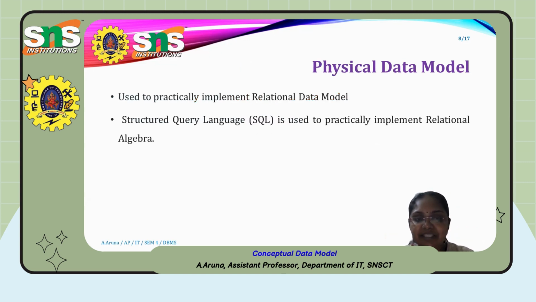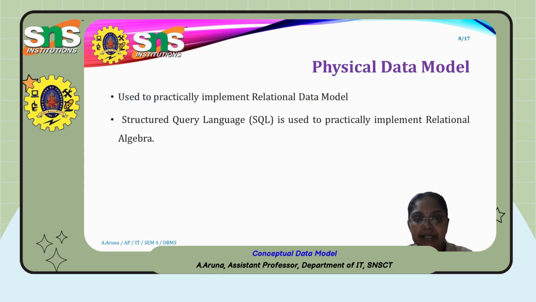The last one is the physical data model. What do we mean by physical data model? We constructed the ER diagram, and based on it we represented the relational algebra. So how can we retrieve the data? Whatever we request, we have to get it as an output. That can be done by using a structured query language, or you can go for NoSQL.